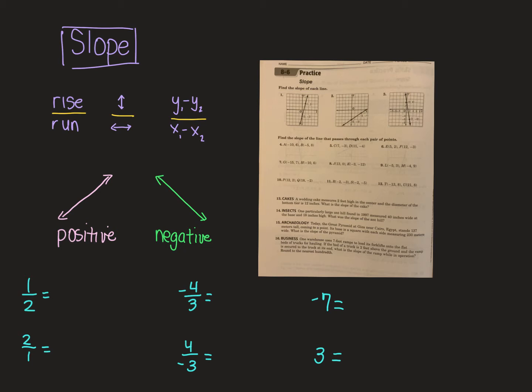So if I see the slope 1/2, what is that telling me? Well, that's telling me I'm going to go up 1 and I'm going to go to the right 2. Positive and positive means up and right. Up 1 and right 2. If it looks like this, I'm going to go up 2 and right 1.